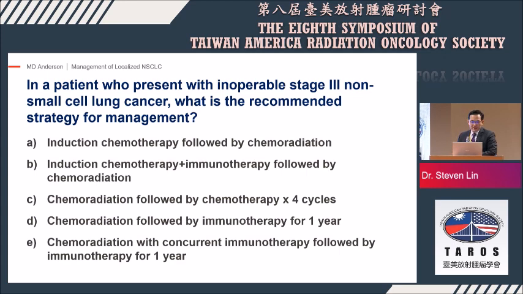In a patient who presents with inoperable stage 3 non-small cell lung cancer, what is the recommended strategy for management? A, induction chemotherapy followed by chemoradiation. B, induction chemotherapy plus immunotherapy followed by chemoradiation. C, chemoradiation followed by chemotherapy for 4 cycles. D, chemoradiation followed by immunotherapy for 1 year. Or E, chemoradiation with concurrent immunotherapy followed by immunotherapy for 1 year.